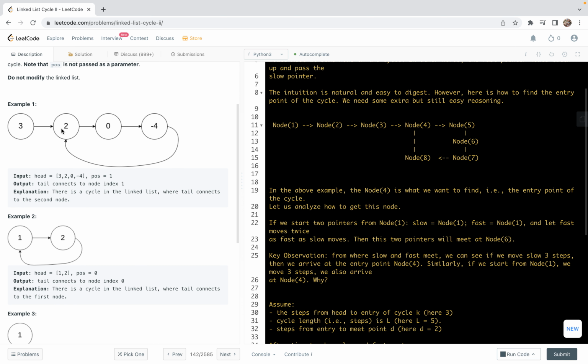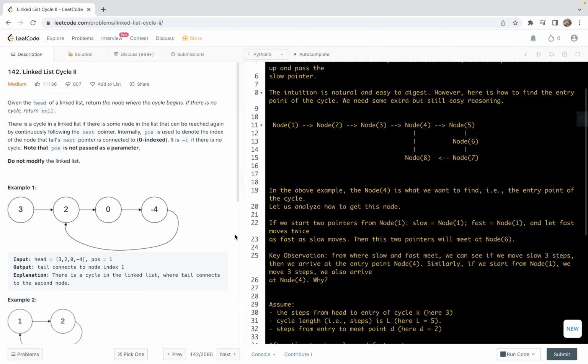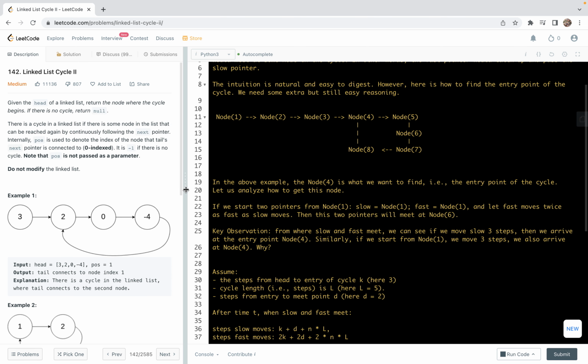In example 1, the entry point of this cycle is node 2. And in example 2, the whole list actually forms a big circle, so the entry point is the head node 1. These are the constraints, like the number of nodes and the values of the nodes, and the position is -1 or a valid index in the linked list. So that's the problem statement, the examples, and the additional assumptions or constraints.